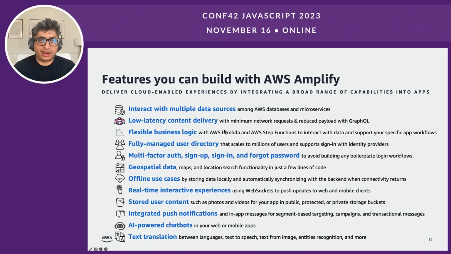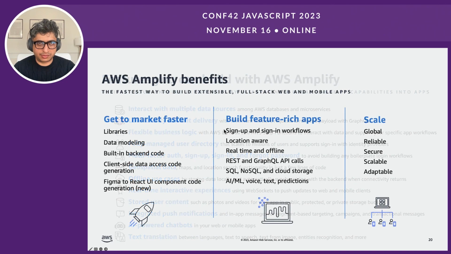You can have multi-factor auth, sign up, sign in, and forgot password workflows easily built within minutes rather than hours of development time. You can also build real-time interactive experiences using WebSockets that is based off of the backend data modeling. You can have stored user content such as photos and videos, which we will take a look at in the cat application. You can also have AI-powered chatbots in your web or mobile applications and text translation that is easily provided through Amplify use case-centric libraries.